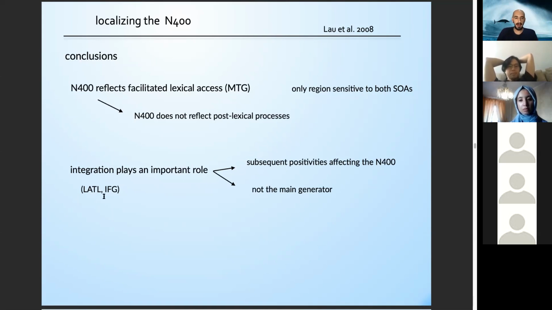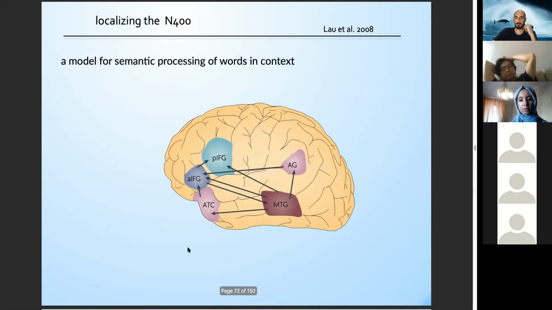Right. So their claim is that yes, the N400, sorry, your left anterior temporal cortex, so your Broca's area, is not the main generator. The main generator is really the MTG, is your lexical storage and lexical processor. And there they have this nice model where you can also appreciate the localization of these areas. So see, this is your middle temporal gyrus. This is your anterior temporal cortex.